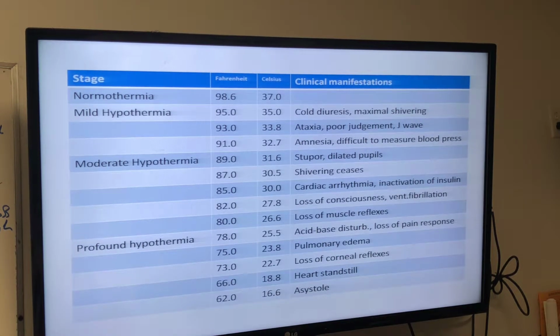So mild hypothermia starts about 35 degrees, like we talked before, and for mild hypothermia you see cold diuresis and maximum shivering. That's why the recovery room is the shivering capital of the world. There's a lot of shivering in a recovery room for that reason and for other reasons too. But also at 35 degrees, unexplainedly, you have a lot of diuresis. We don't know why, but people say, oh, the loop of Henle, the reabsorption of water is impaired and all of these things. About 34 degrees, you start seeing ataxia, poor judgment, and Osborne wave.